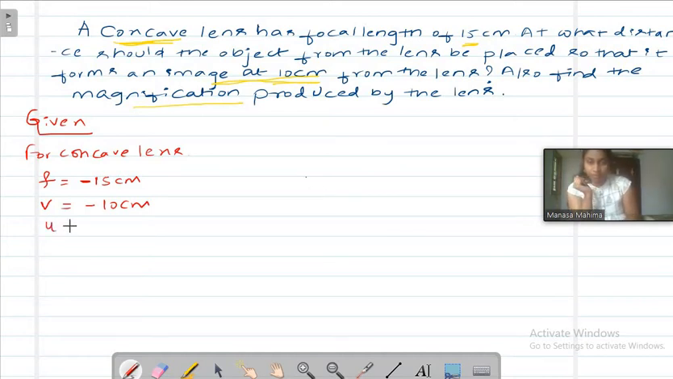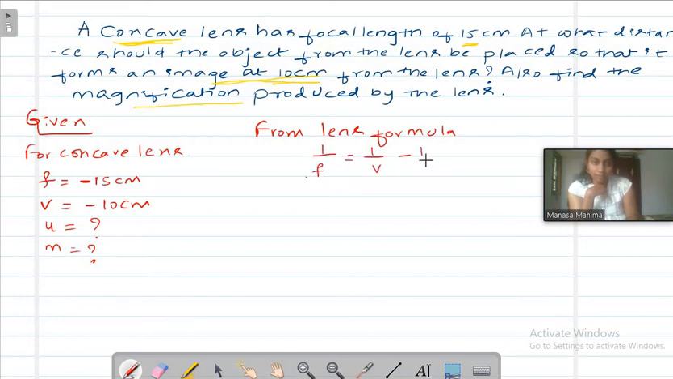Okay, what we have to find? We have to find u. Then we have to find the magnification. Also find the magnification produced by the lens. Yes, we know the lens formula, correct? From the lens formula, what we know is 1 by f is equal to 1 by v minus 1 by u. So if I want to solve for u, I have to bring that to the left hand side. So it will be 1 by u, and I will bring 1 by f to this side. So it will be 1 by v minus 1 by f.